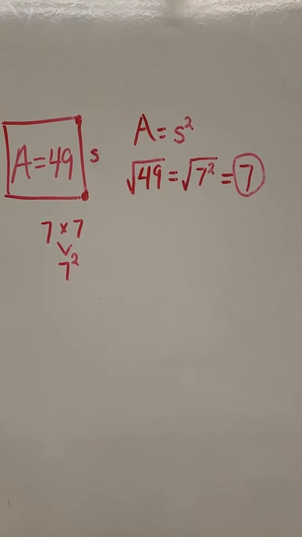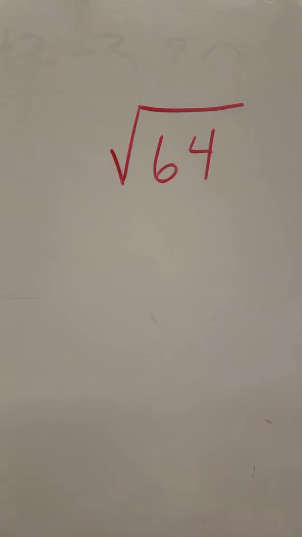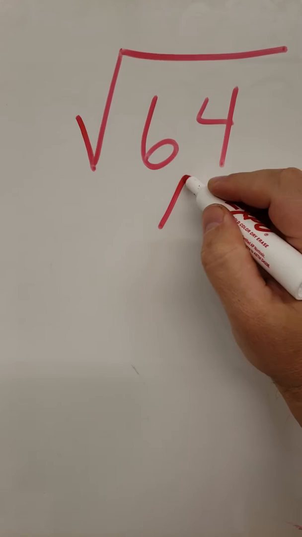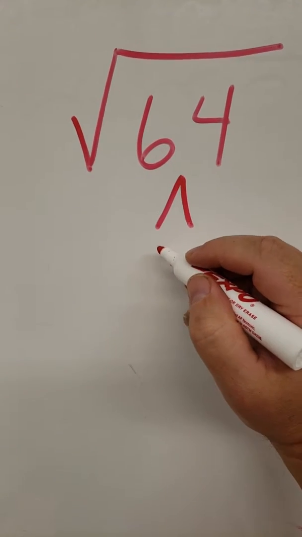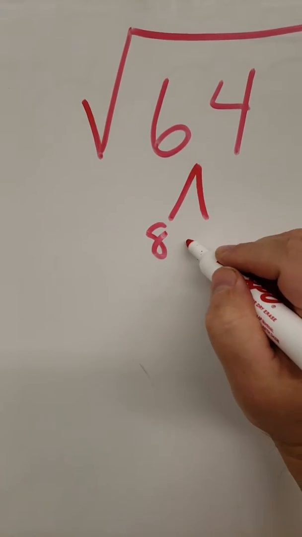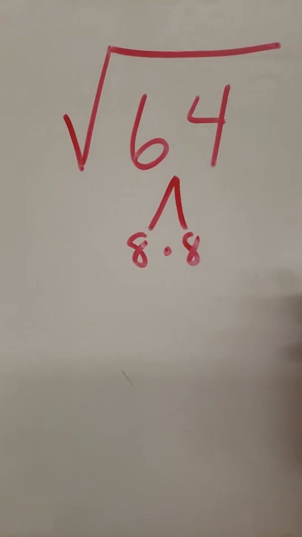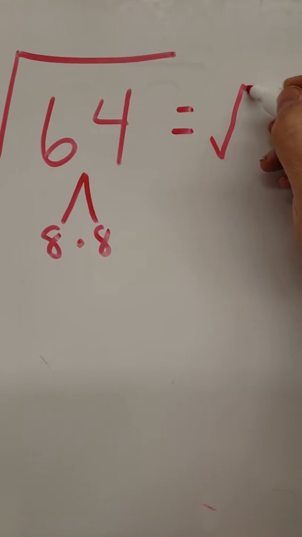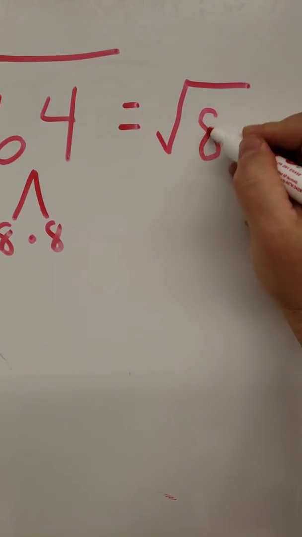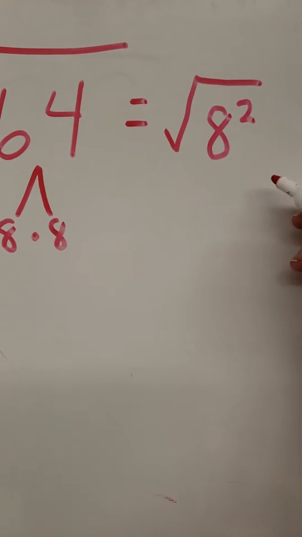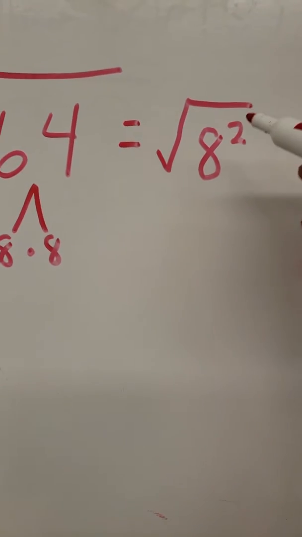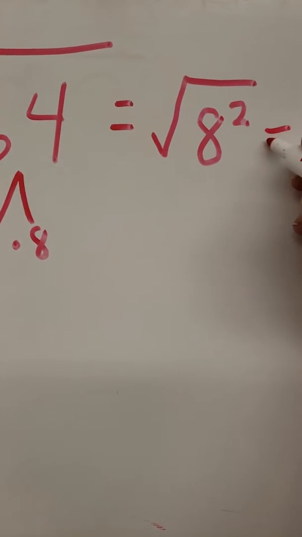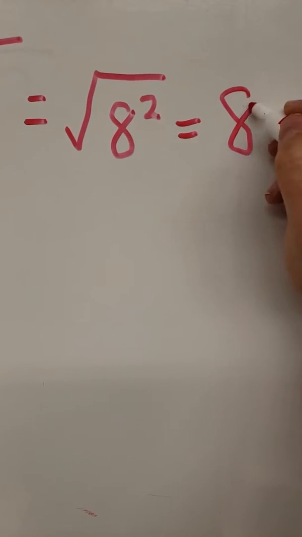So taking away the shape of a square and moving straight to just doing a square root problem, I have to ask myself, what matching number multiplies to make 64? And hopefully, we remember that 8 times 8 makes 64. Which means that the square root of 64 is really the square root of 8 squared. Again, square root and raising something to the second power, known as squaring, are inverse operations. So they cancel each other out, and we're left with just 8.